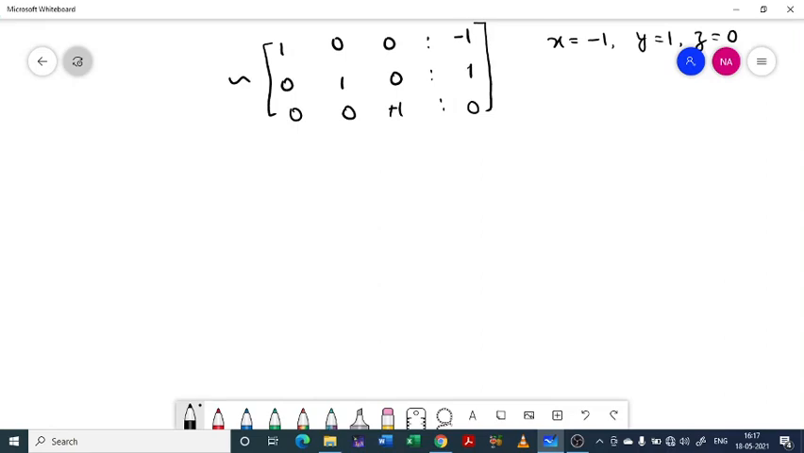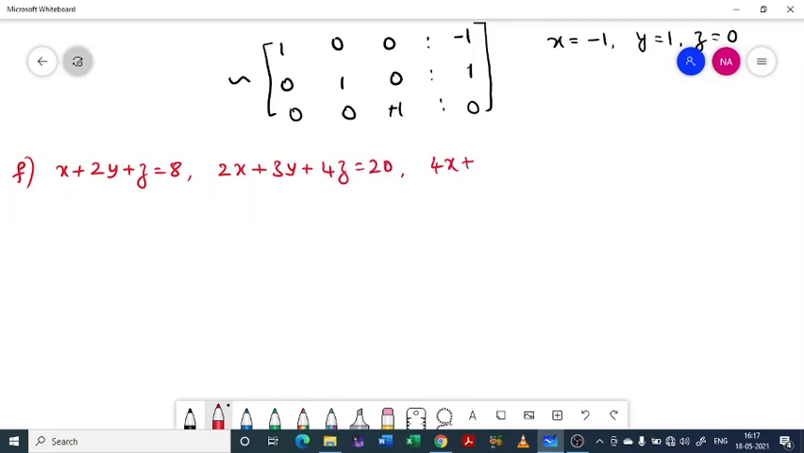I'll give you two problems as exercise, try to solve these later. The first one: x plus 2y plus z equal to 8, 2x plus 3y plus 4z equal to 20, and 4x plus 3y plus 2z equal to 16.